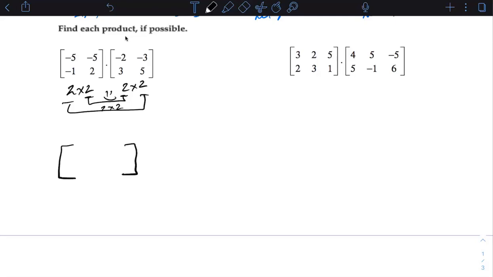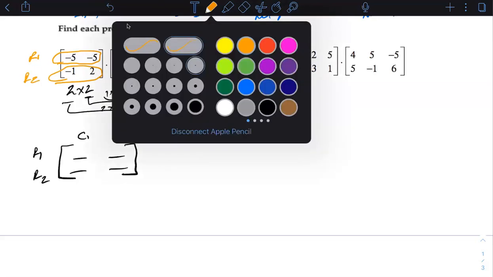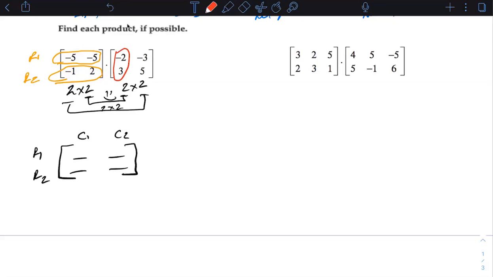Battleship. So we want to write out our 2 by 2. So this is row 1, row 2, column 1, column 2. And remember, we multiply row by column. So it's rows of the first times columns of the second. So we have to separate the rows here. Row 1, row 2. Then I'm going to do the columns on this one. Column 1, column 2. Now when I multiply things, let's say I want this one right here. That is row 1, column 1. So I'm going to multiply row 1 by column 1.